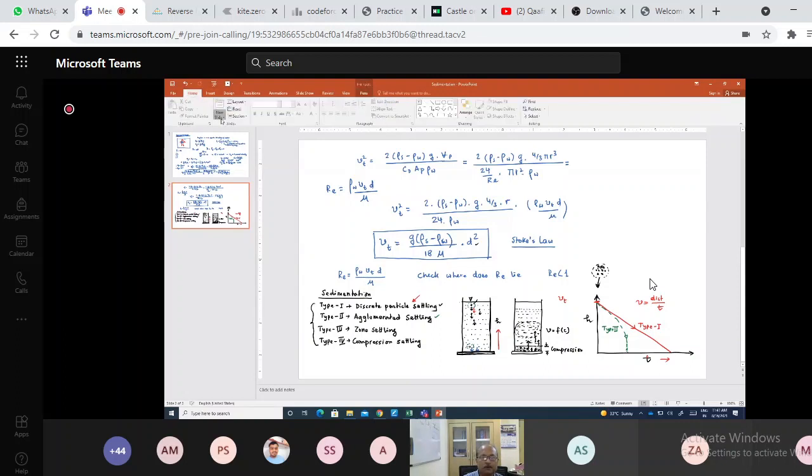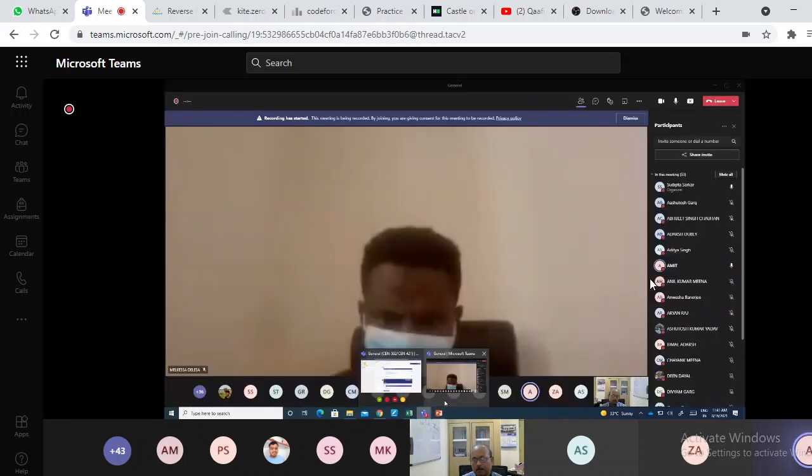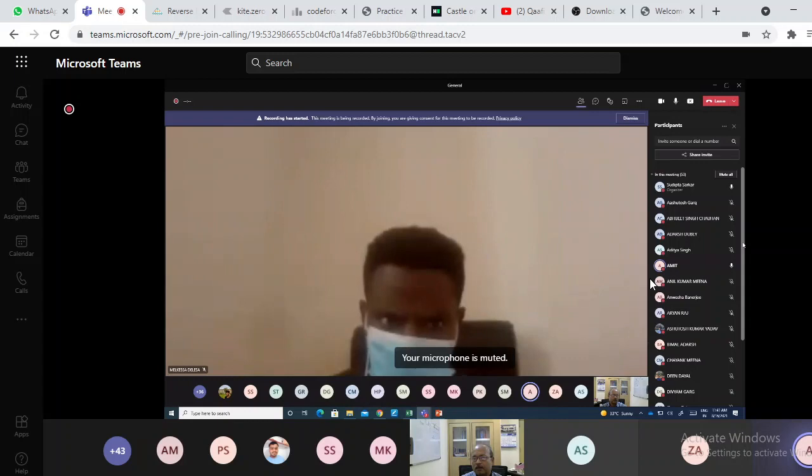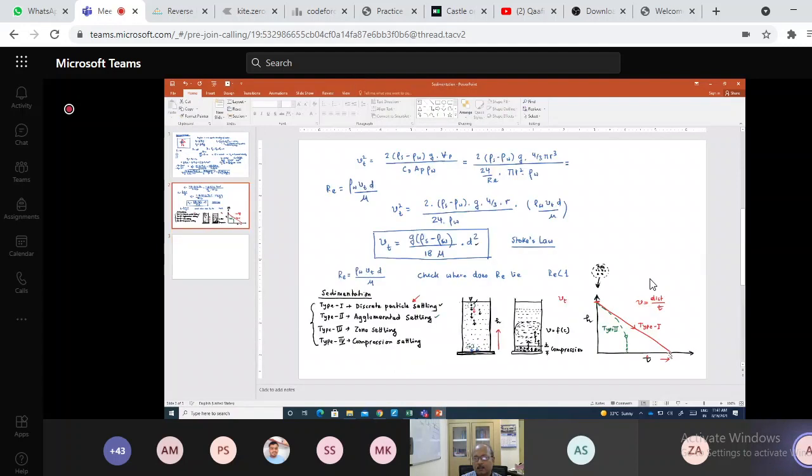Okay, so let's talk about, yes. Sir, we are assuming that the particles are at terminal velocity at t equal to 0. At time t equal to 0, they are at the top. Yes. And at that time they have attained the terminal velocity, like in the graph you plotted here. We started with terminal velocity, right?